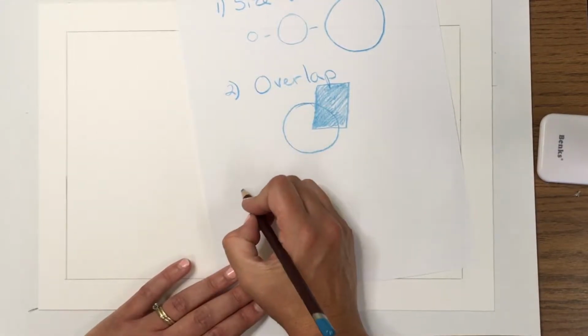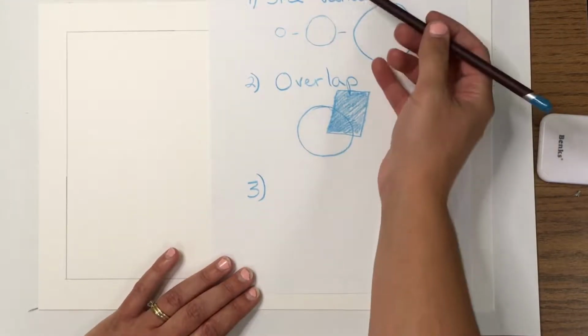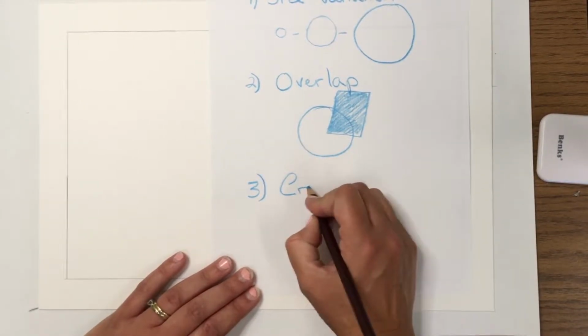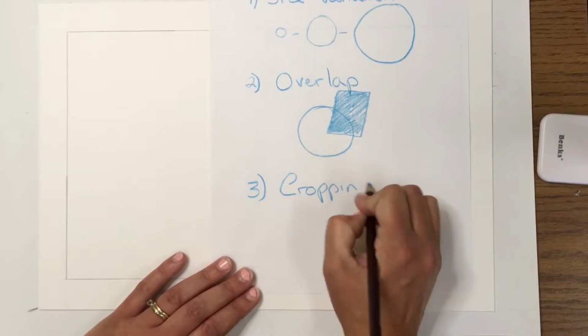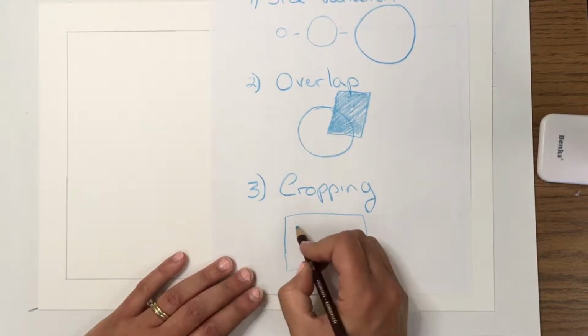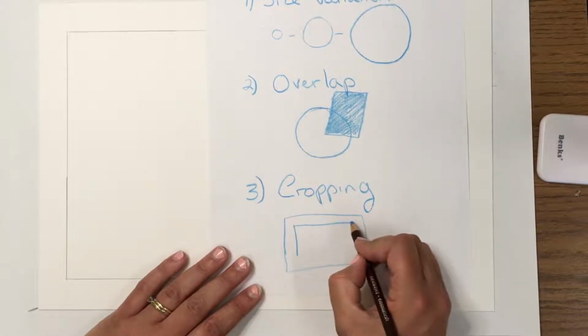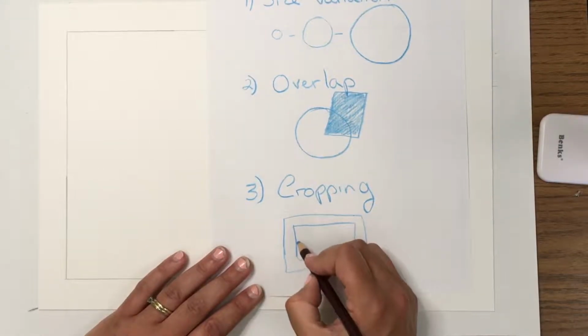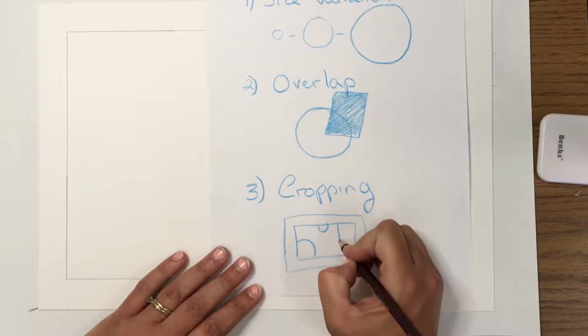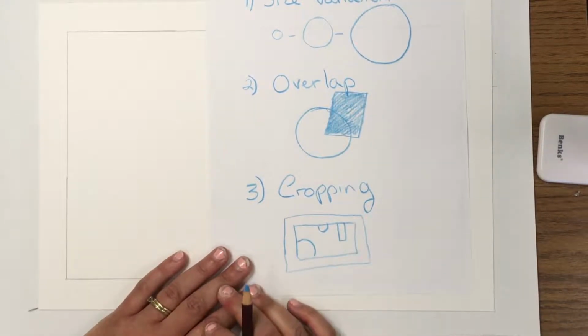Okay. And the third thing we must include, along with size variation and overlap, is let's make sure we're also including that element of cropping. Right, we put this gorgeous border on our paper, and now we want to use it. Let's have some fun with it. We want to have some objects that are going behind or being cropped by our border.